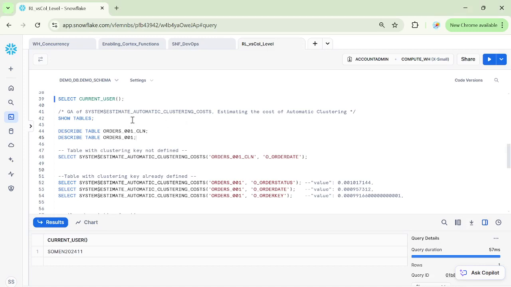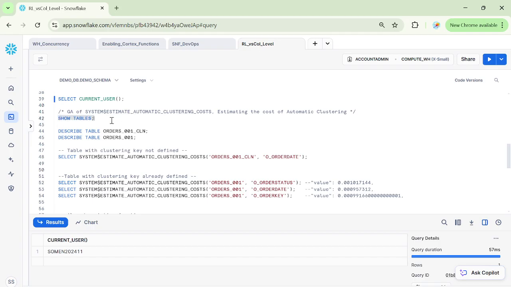Hello everyone. In this video, I am going to demonstrate a recently enabled capability of Snowflake, which is a function called SYSTEM$ESTIMATE_AUTOMATIC_CLUSTERING_COSTS. This function has been made GA, generally available, to be used in Snowflake. It helps us get an upfront estimate of the automatic clustering cost within Snowflake. So let us quickly see how this function can be used.